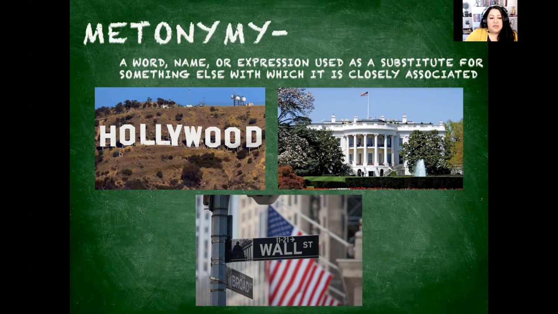If I said Hollywood is up in arms about the most recent election, am I talking about a place? Hollywood, the land, the hills, the trees, is up in arms about the latest election? No. When I say Hollywood is blah, blah, blah, I'm referring to all of the movie stars that work in Hollywood, right? So to call all those movie stars Hollywood is a metonymy, okay?